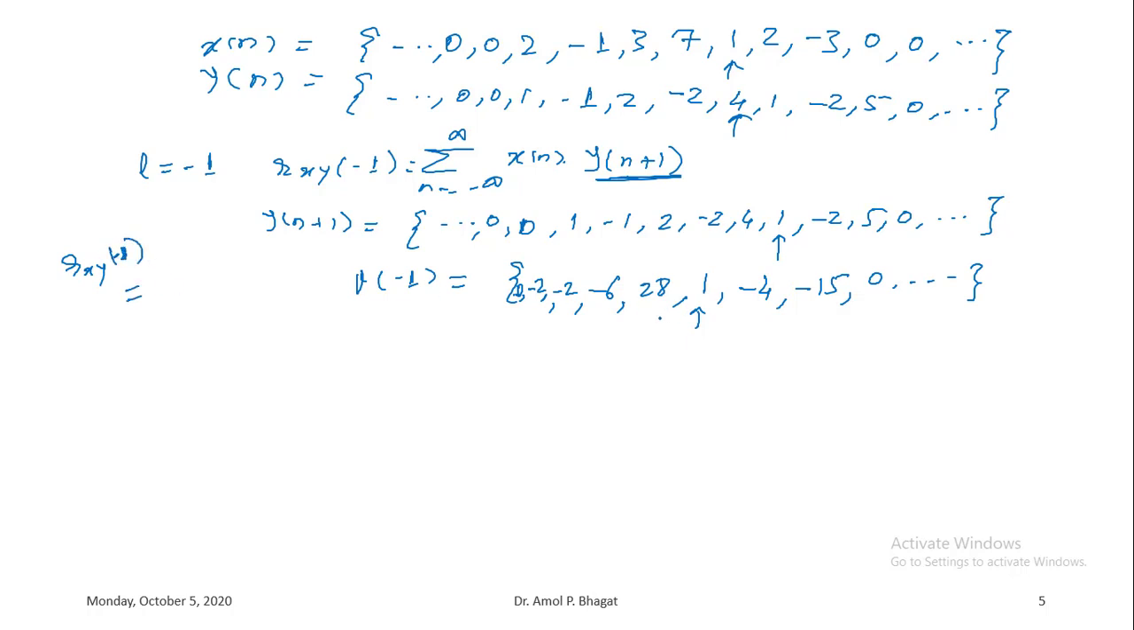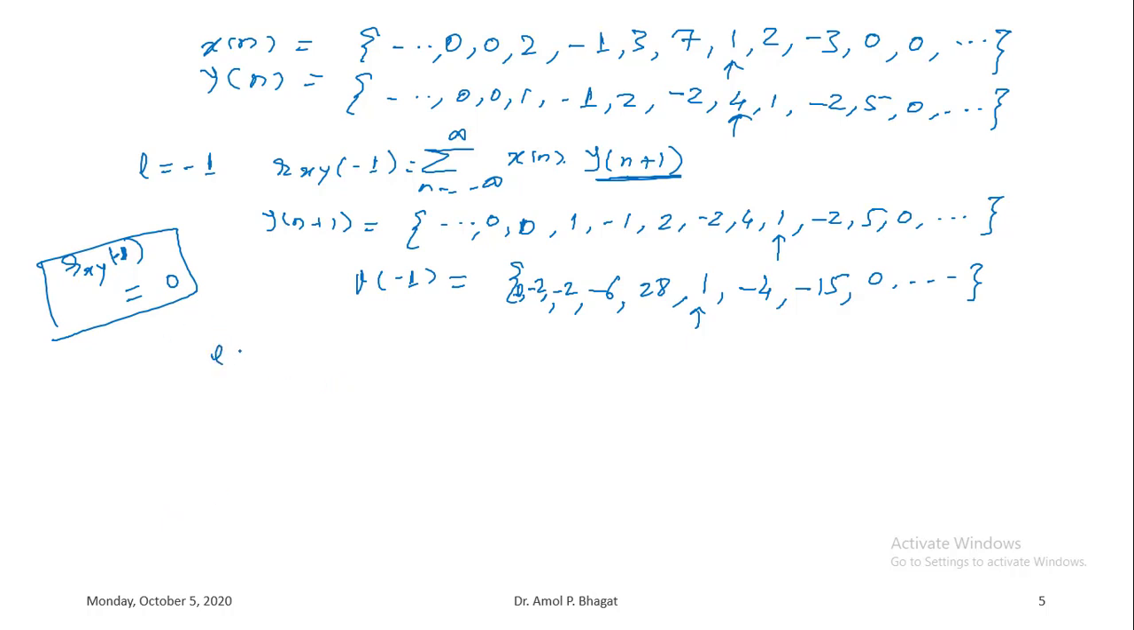So rxy of minus 1 will be, this will be minus 4, minus 10, it will be 18, 19, again 15 will be there, and if you again subtract it from 15, it will be 0. Okay, so rxy of minus 1 will be 0, right?